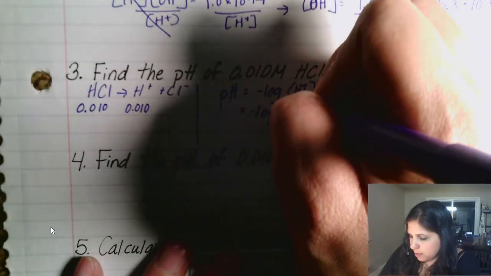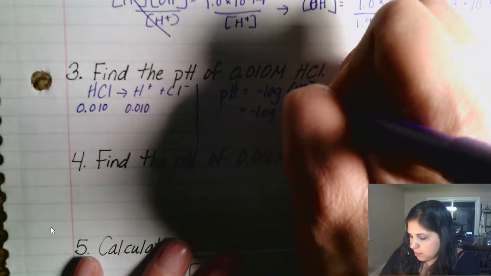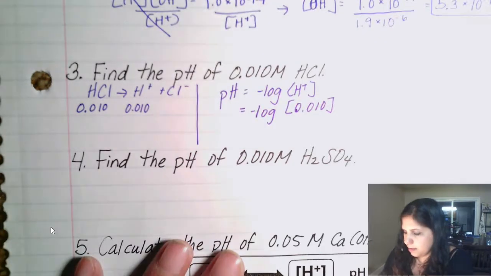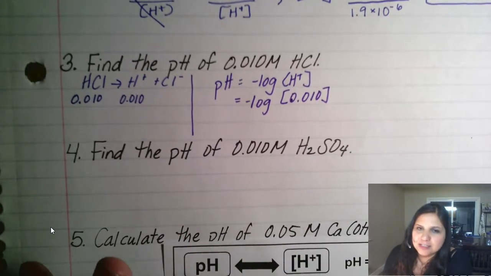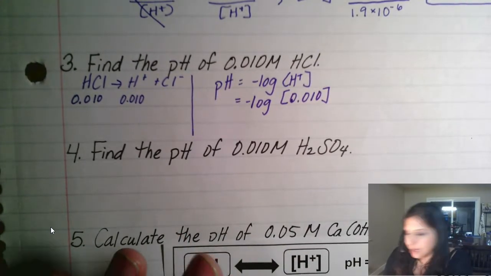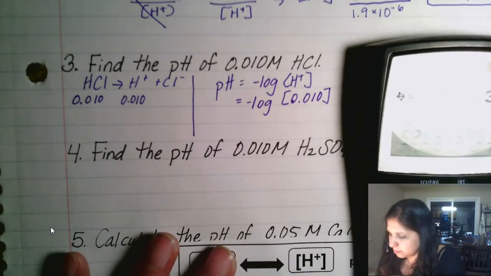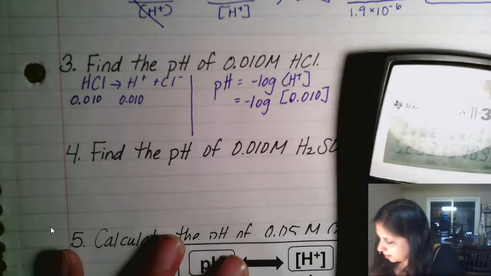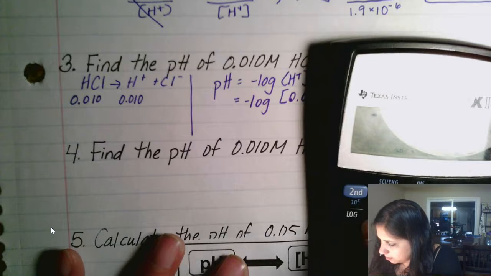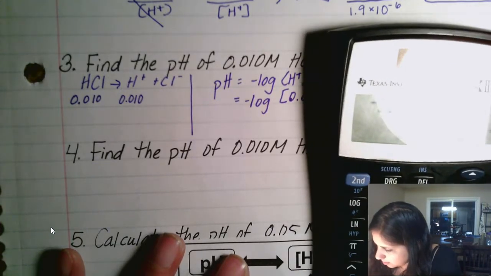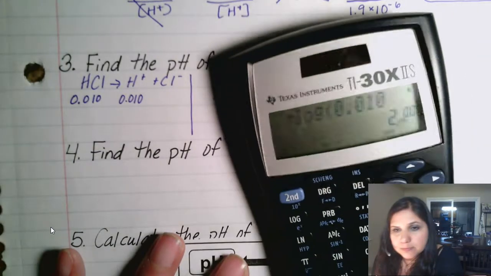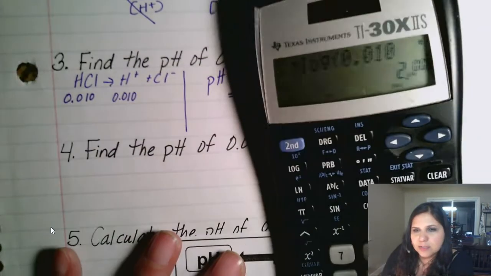Okay, so pH is negative log of H plus. So that means 0.010. All right, excuse my dog. So we could change that into scientific notation and just use that, but we can plug that in too. So negative log of 0.010 is 2. Oh, mine is in scientific notation still.